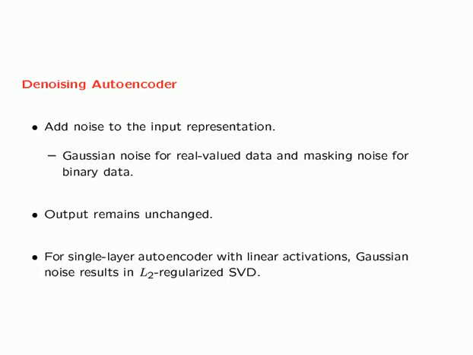So you have these noisy inputs, the noise is synthetically added to the input, but the output is the same clean data set. Normally in the autoencoder, the output and the input are the same. Here, your input is noisy and the output is a clean representation. Then you train this autoencoder, and one can show that when you add Gaussian noise, if you have a single layer autoencoder with linear activations, then Gaussian noise essentially results in L2 regularized SVD.